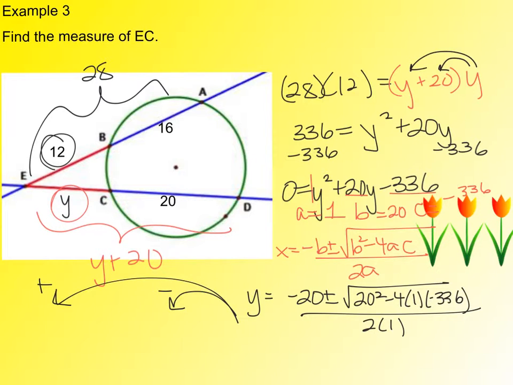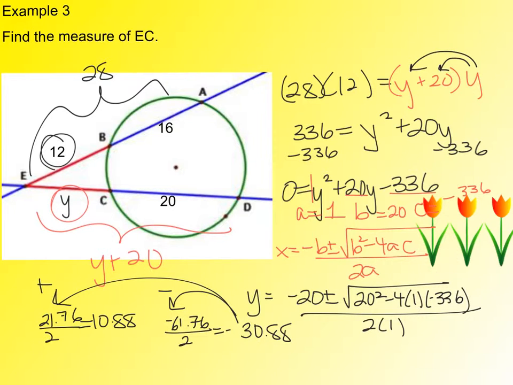So if I type in my calculator negative 20 plus the square root of 20 squared minus 4 times 1 times negative 336, I'm left with 21.76, and then I divide by 2, giving me 10.88 as my value for y. If I do negative 20 minus the square root of 20 squared minus 4 times 1 times 336, I'm left with negative 61.76. I then divide by 2, giving me negative 30.88.